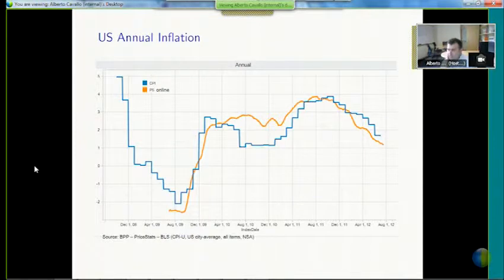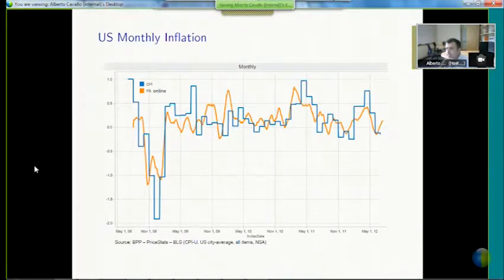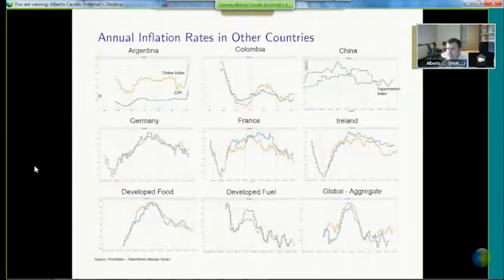This is the yearly inflation of these same indexes. As you can see, it is very close, but there's a period of time in which there are temporary differences, and this is the monthly inflation index. With this we can show the same, we can see peaks before these peaks happen with the CPI. This is what I said before, that it goes beyond other sources, and this is yearly inflation in other countries.